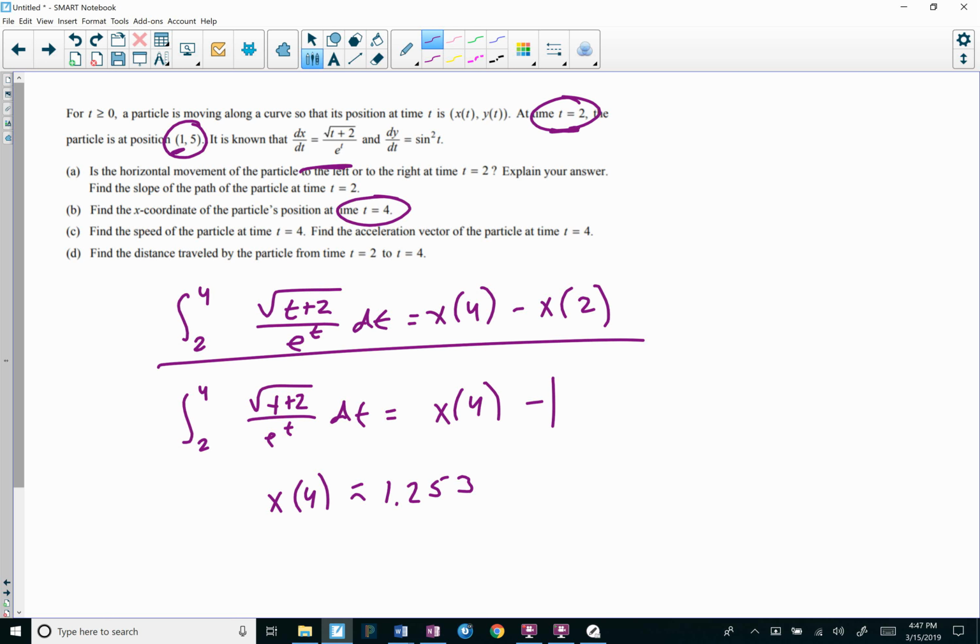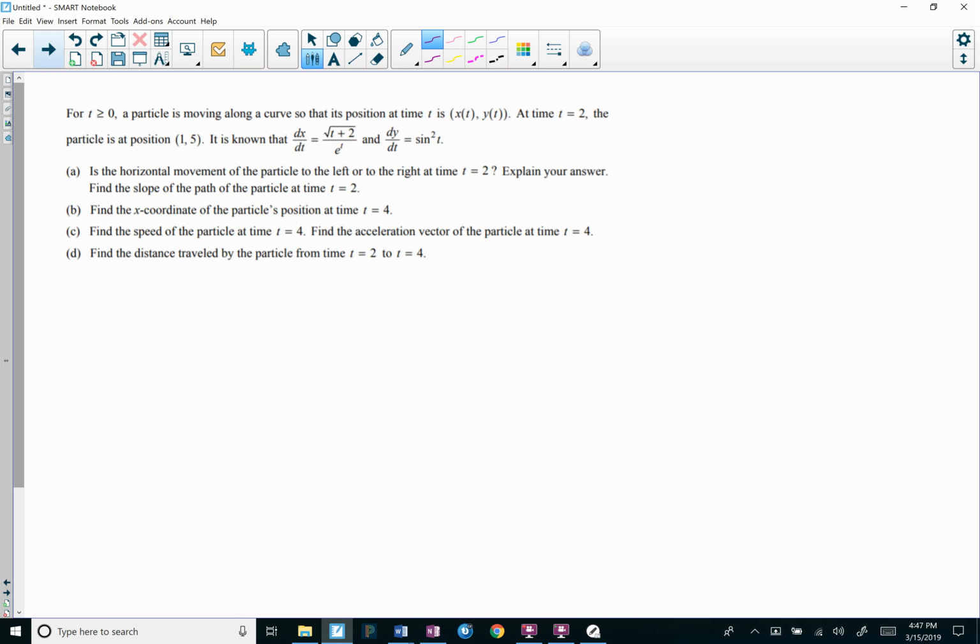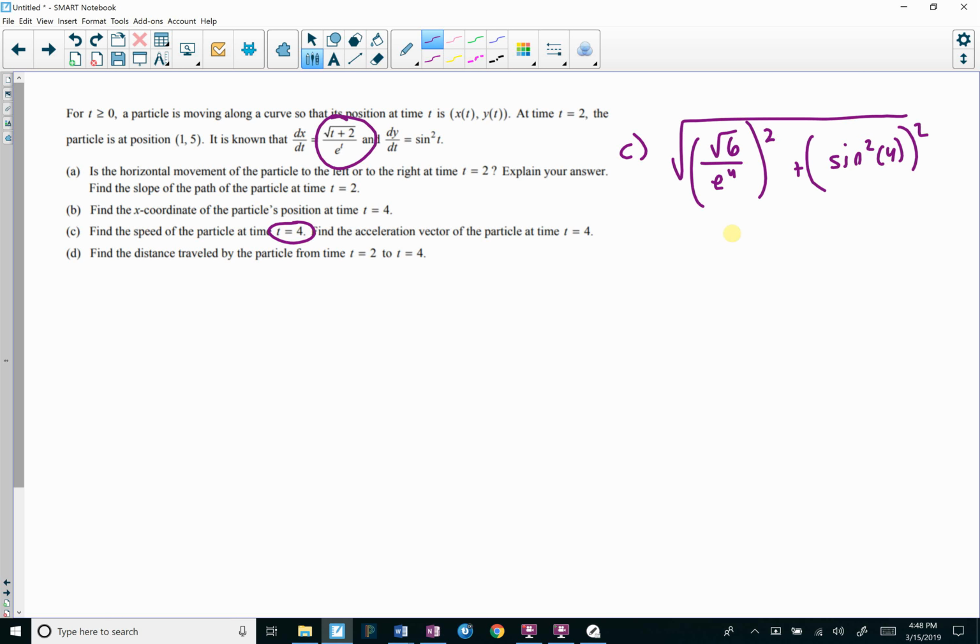Okay, part C, this is just definitions here. Find the speed. Well, the speed is the square root of the x derivative plus the y derivative, both of them squared. But we are at t equals 4, so I'm going to plug in 4. I'll get the square root of 6 over e to the 4th, now remember, it's the derivative squared, plus, plug in 4, I get sine squared of 4, squared. It's approximately 0.575.